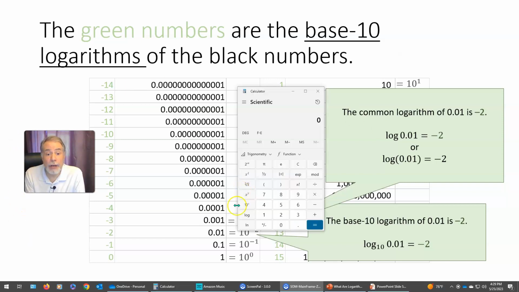So if you have a calculator with a button labeled log, that's what that button does. It gives you the base 10 logarithm or common logarithm of a number. Now, you should know that some calculators work by expecting you to put in the number first and then push the log button. So this calculator, this is the Windows calculator. I put in the number 0.01, hit the log button, and it tells me that the log of 0.01 is -2. But other calculators want you to push the log button first and then type in the number.